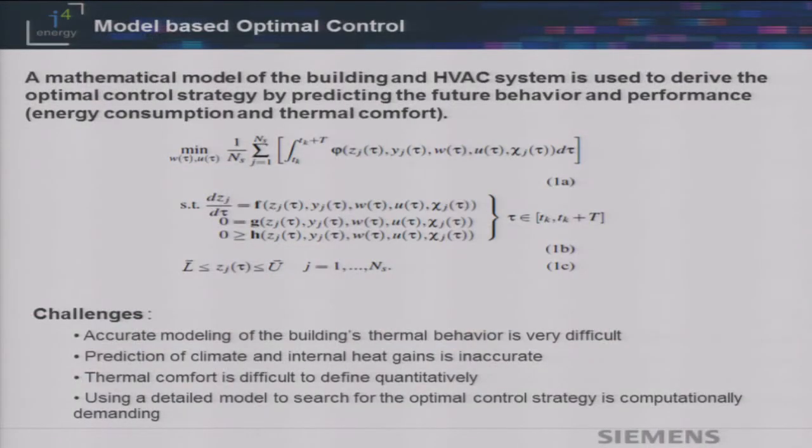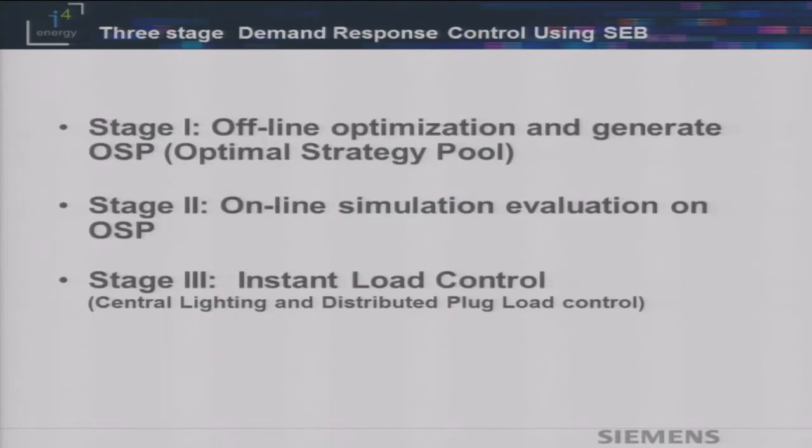With those mathematical models, we also have some challenges, such as accurate modeling of the building and its thermal behavior, and the prediction of climate and internal heat gains is inaccurate. We don't know how occupancy behavior is all the time. It can change dynamically. And also thermal comfort is difficult to define quantitatively. So with these challenges, we came up with a 3-stage approach.